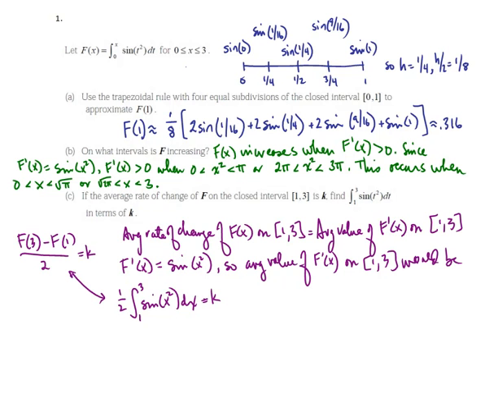But since we're trying to find out what the integral from 1 to 3 of sine of t squared dt or sine of x squared dx is, it doesn't really matter which variable we use there. All we need to do with the second form is to multiply both sides by 2, and we have the form that we're looking for. Integral from 1 to 3 of sine of x squared dx is equal to 2k. And so that does it for parts A, B, and C on this first problem.